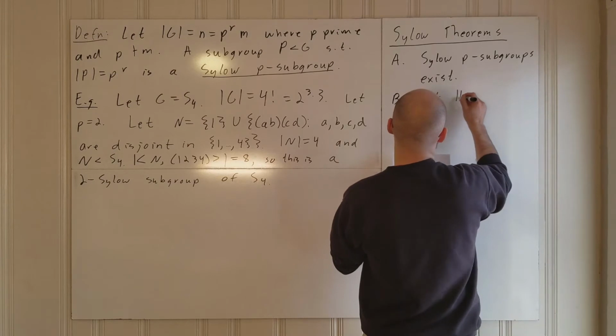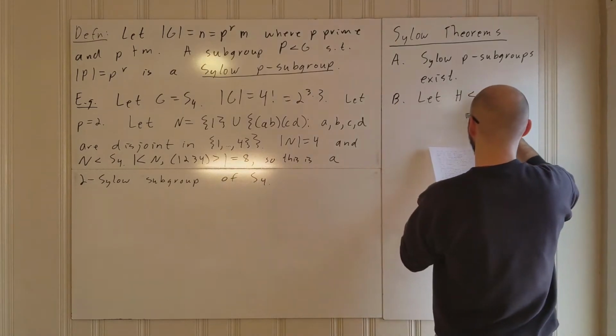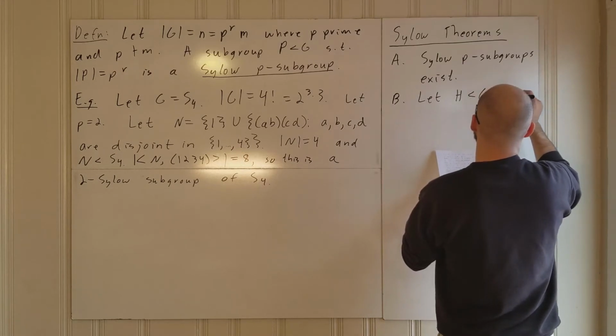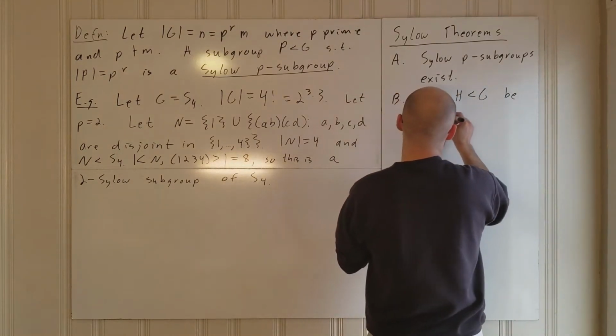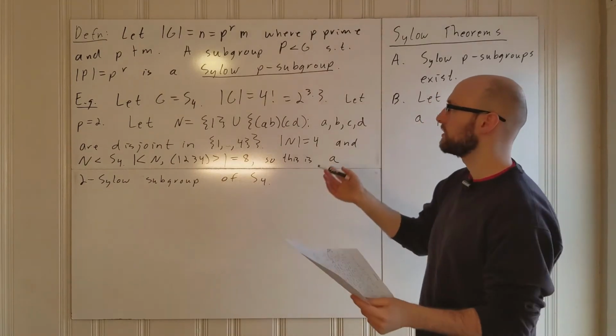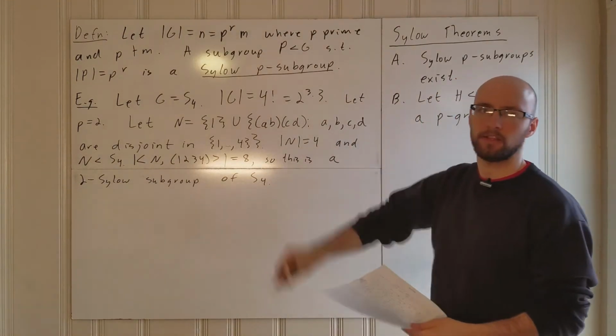Next, let H be a subgroup of G that is a p-group. So H has size p to the s for some s less than or equal to r.